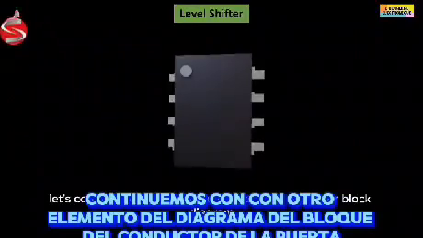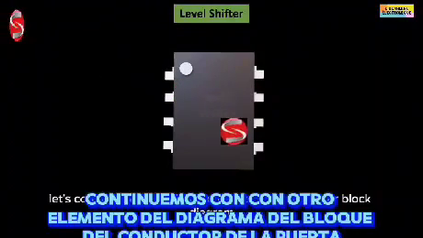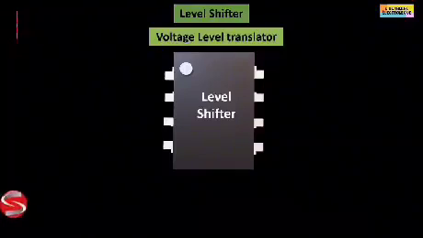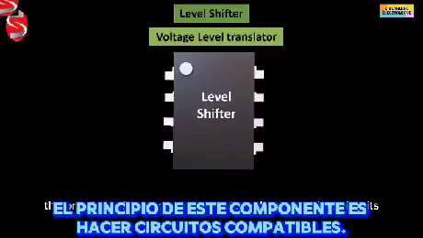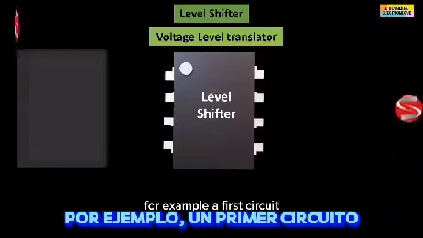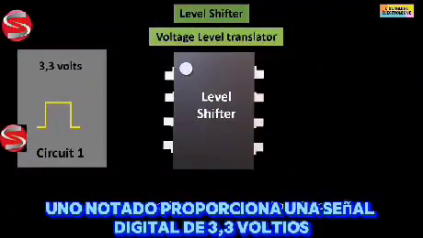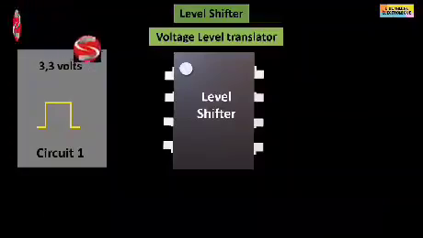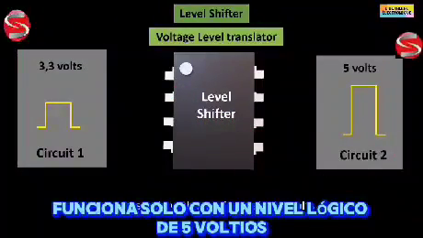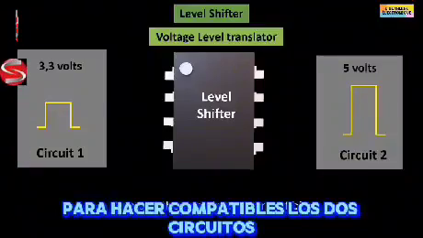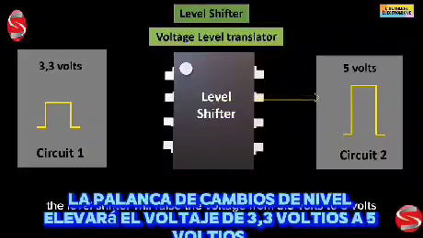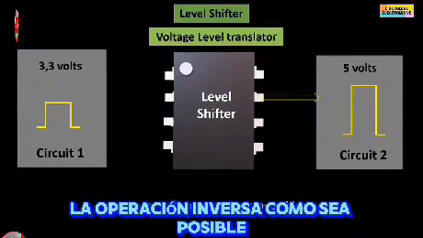Let's continue with another element of the gate driver block diagram, which is an electronic circuit called a level shifter or voltage level translator. The principle of this component is to make compatible circuits working with different logic levels. For example, a first circuit noted 1 provides a digital signal of 3.3 volts. The second circuit noted 2 works only with a logic level of 5 volts. To make the two circuits compatible, the level shifter will raise the voltage from 3.3 volts to 5 volts. The reverse operation is possible.